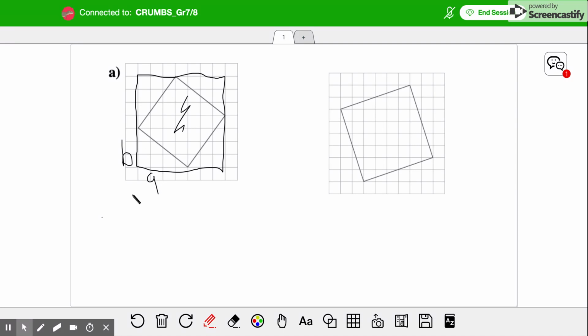Yes, go ahead. Okay. So I know what A is and I know what B is, but I don't know what C is. So I have to use the Pythagorean theorem. And if I find C, all I could do is multiply that by itself to find the area for the square.